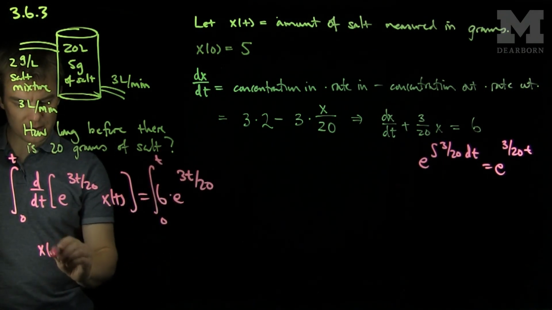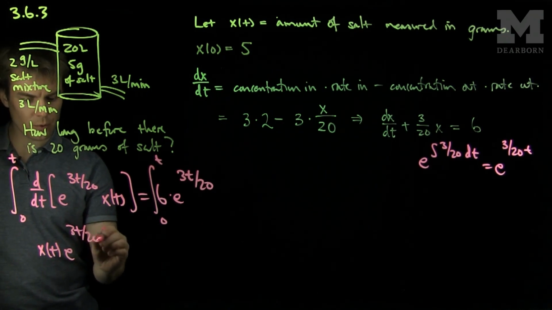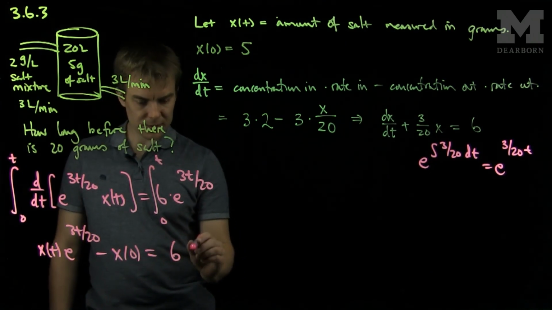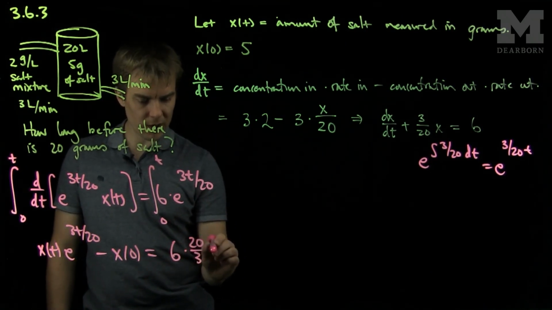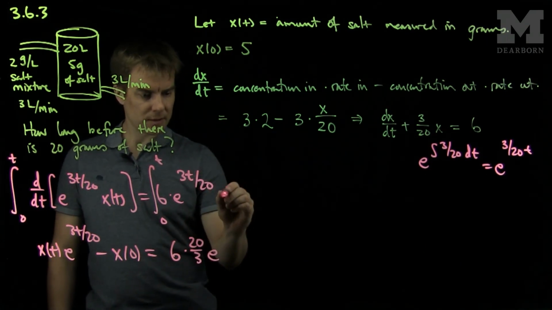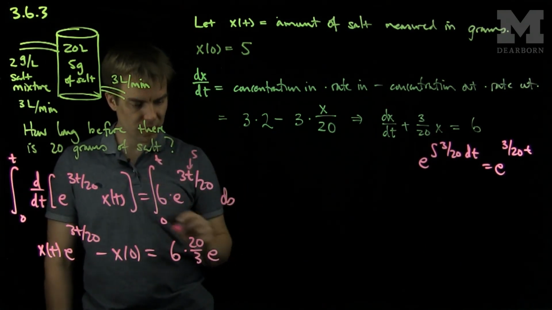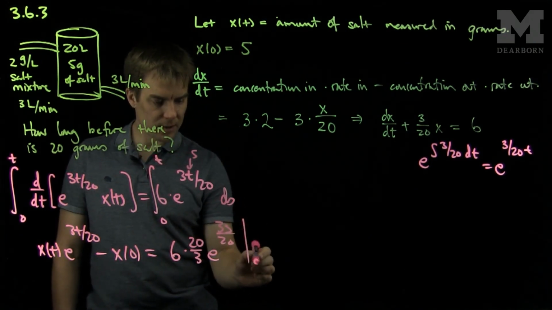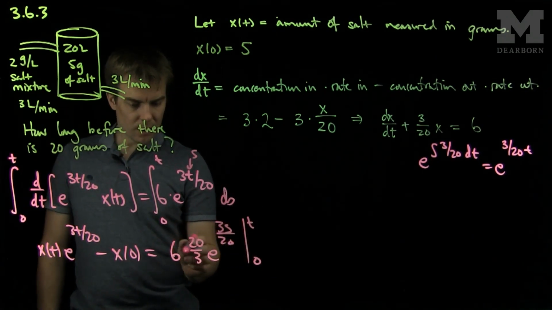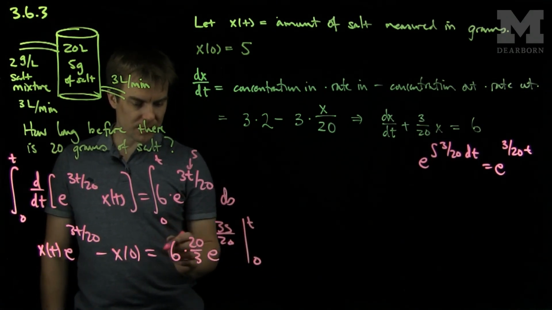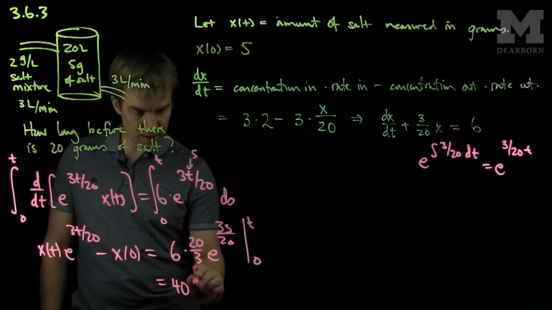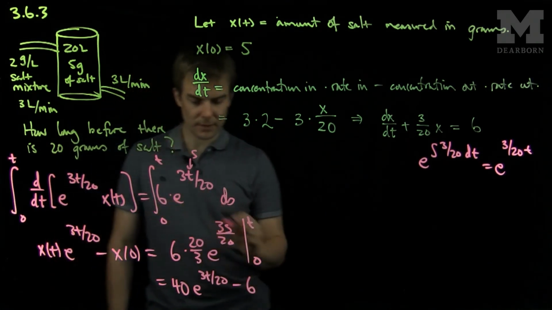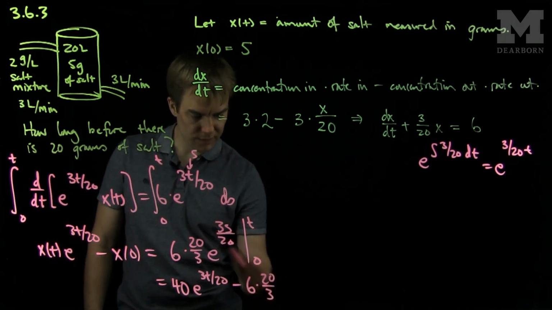Doing so, we will have x of t e to the 3t over 20 minus x of 0 is equal to 6 times 20 over 3 e to the 3s over 20 from 0 up to t, where we've changed the t to an s for our dummy variable. 20 over 3 times 6 is 40, so this will be 40 e to the 3t over 20 minus 6 times 20 over 3, which again is 40.